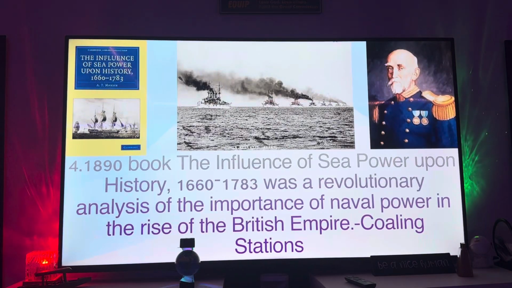Our next one is, we look at the book, The Influence of Sea Power on History. Alfred Thayer Mahan wrote a book called The Influence of Sea Power on History from 1660 to 1783. It was an analysis that every important country in the world had a strong navy. So we use this as a reason to go out and create what would be called coaling stations. You can see the ships in the middle there. They were run by coal, and we needed places to fill them up. We use QuikTrip as an example of that.